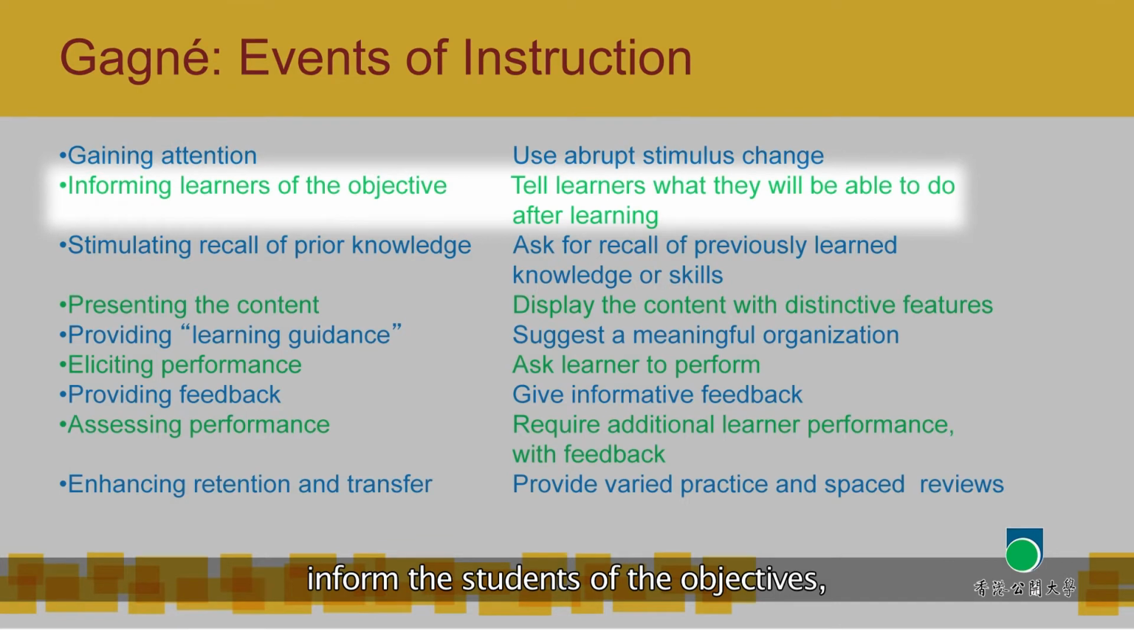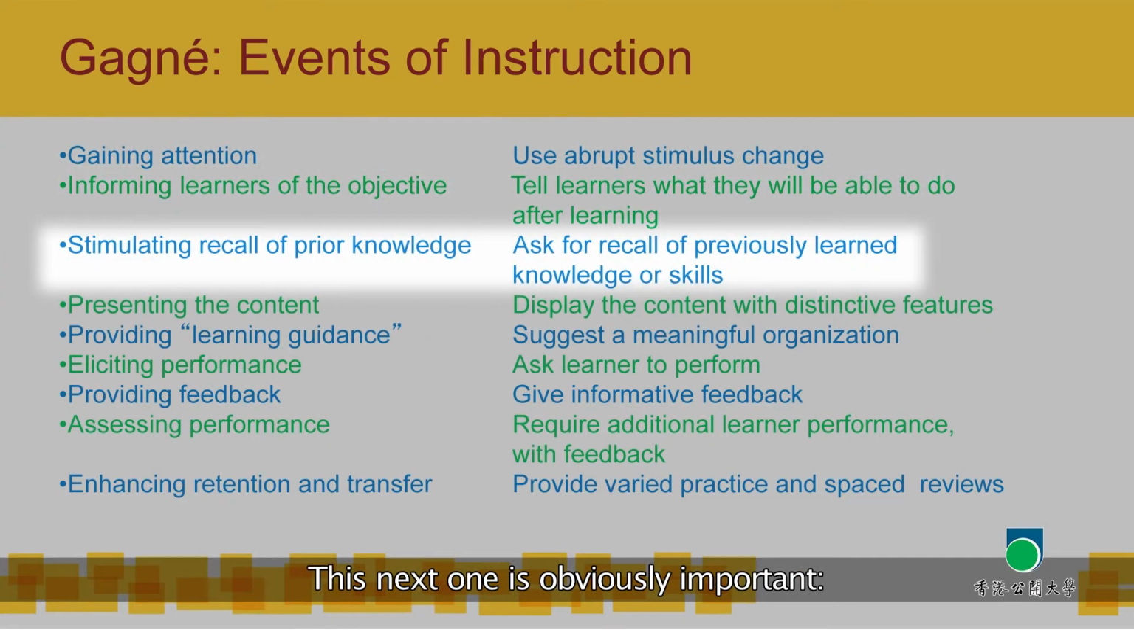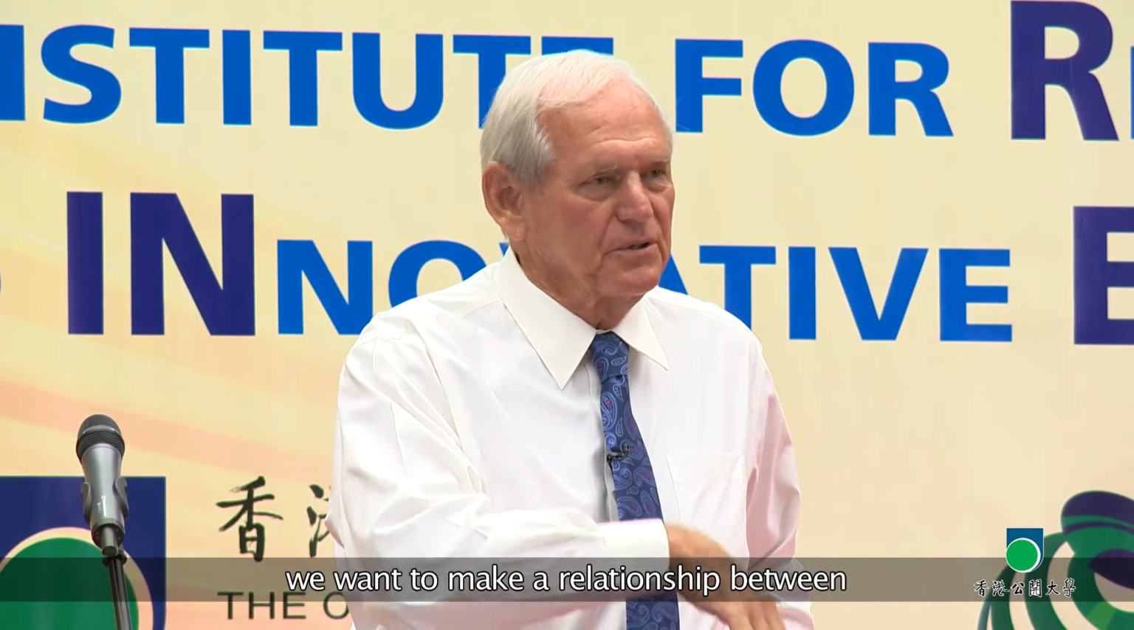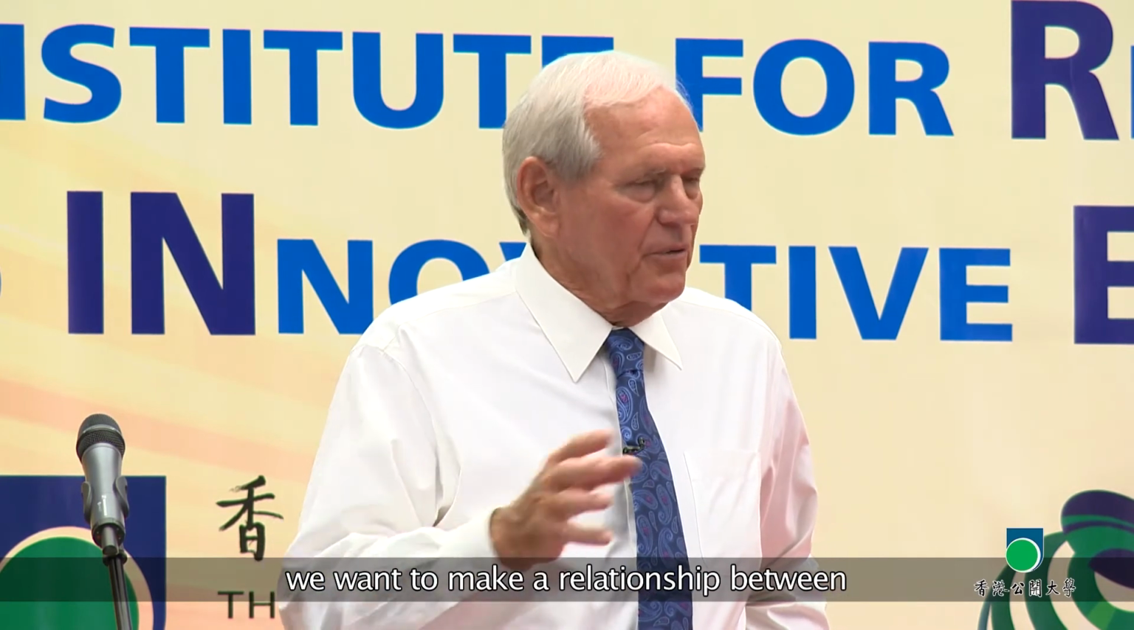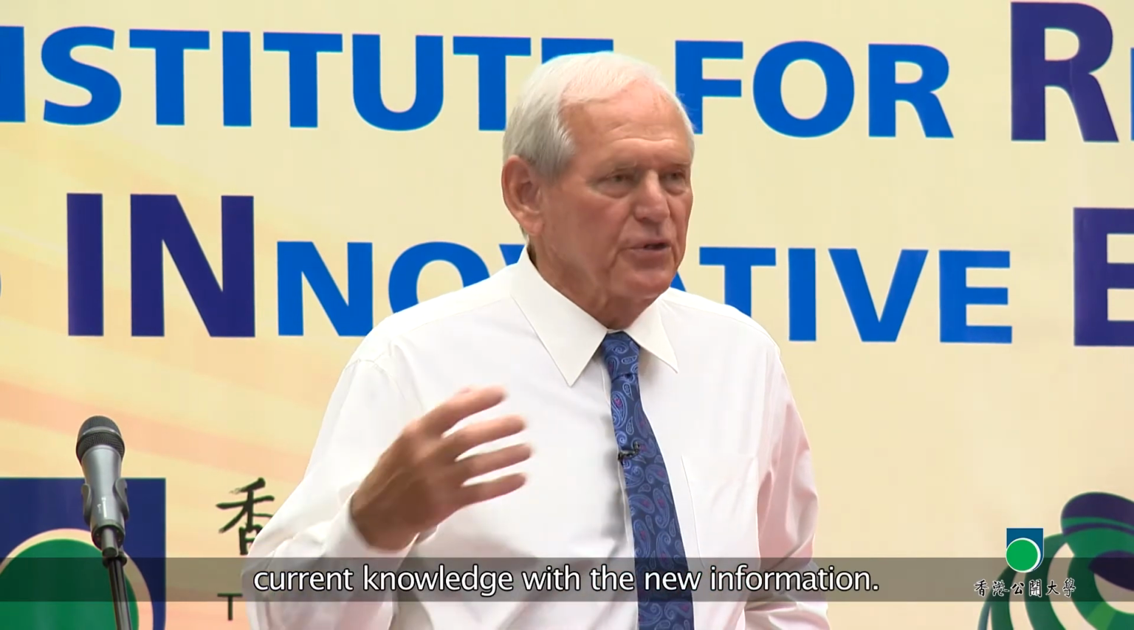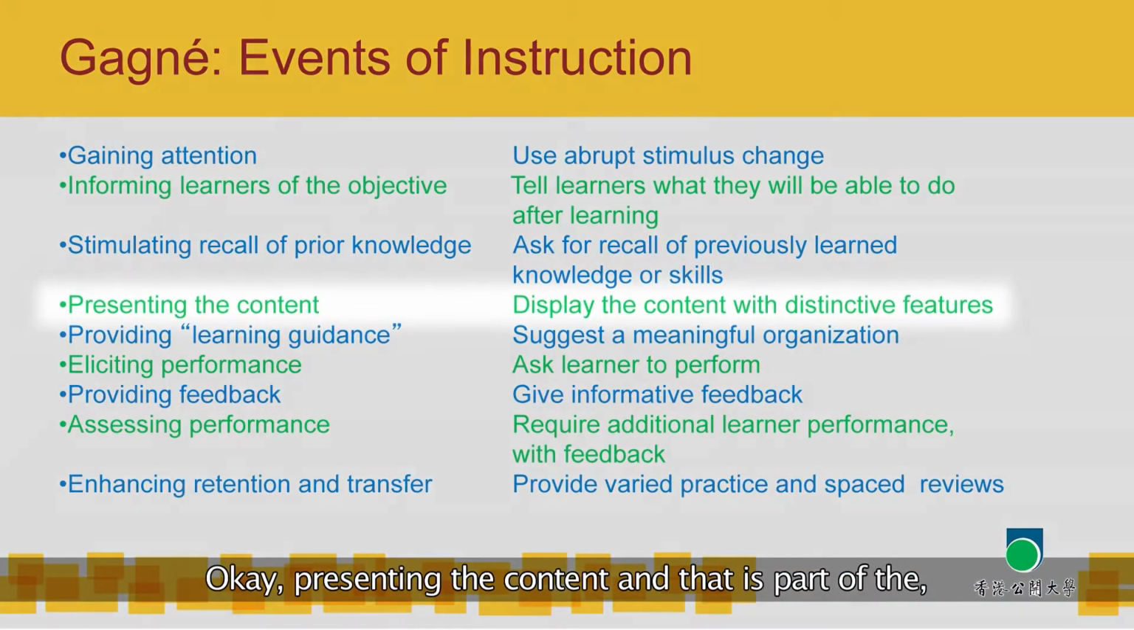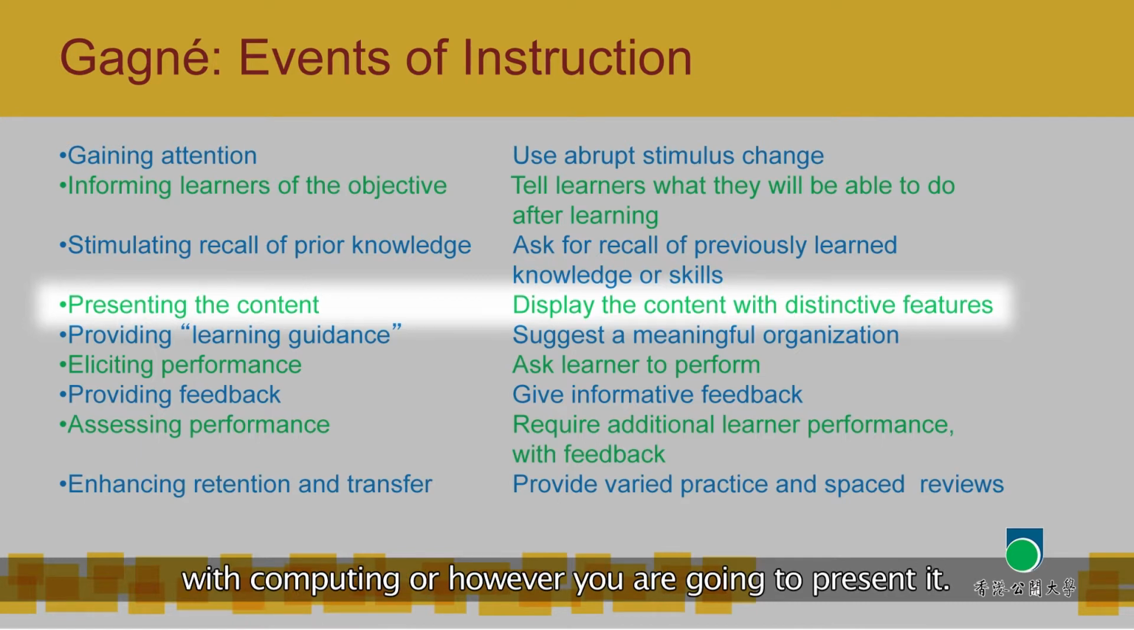Inform the students of the objectives, so you tell them, okay, what the course is about, what we're going to be doing in that course. This next one is obviously important, stimulating recall of prior knowledge. So they say, okay, from a cognitive psychology point of view, we want to make a relationship between what you currently have, current knowledge, with the new information. Okay, presenting the content, and that's part of with computing or however you're going to present it.